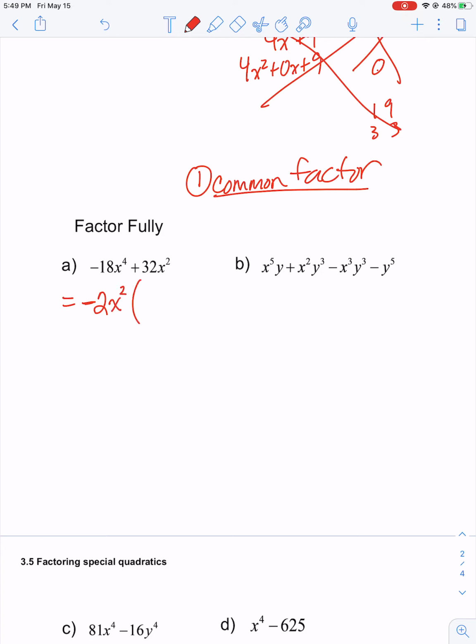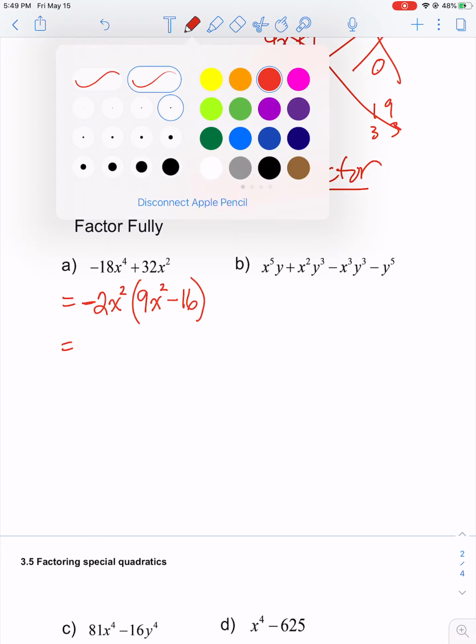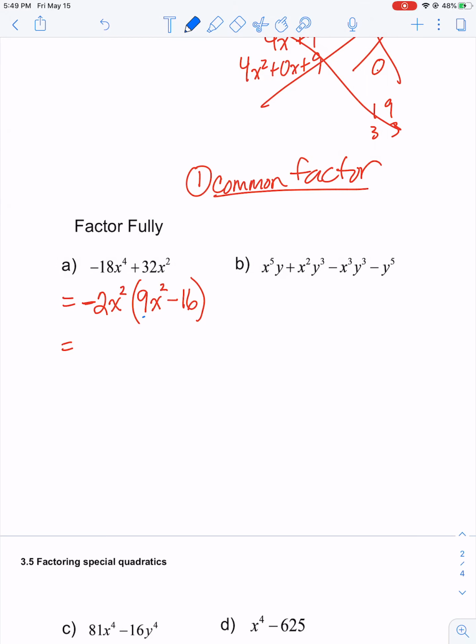All right, so I need to multiply negative 2 times 9 to get 18, and I need to multiply x squared by x squared to get x to the 4. And I need to multiply negative 2 by negative 16 to get 32. And I've already got my x squared. All right, now I notice that 9x squared is the square of 3x. I'm just going to put that down in blue. This is the square of 3x, and then this is the square of 4.